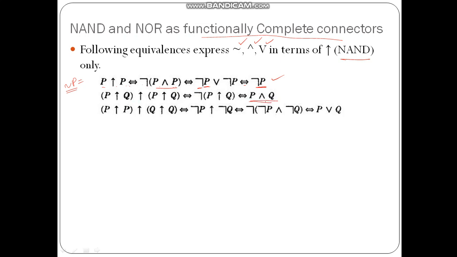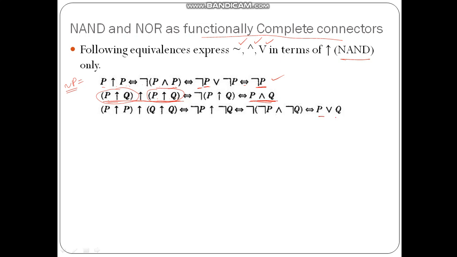Then if you want to represent, let us say, P and Q, the conjunction of two operations, that can be represented in this way. It is somewhat lengthier in terms of conjunction. It is P NAND Q and P NAND Q, and NANDing of both these equations. This is the first equation, this is the second equation. Both are the same, and NANDing of this gives us the conjunction of two operations.